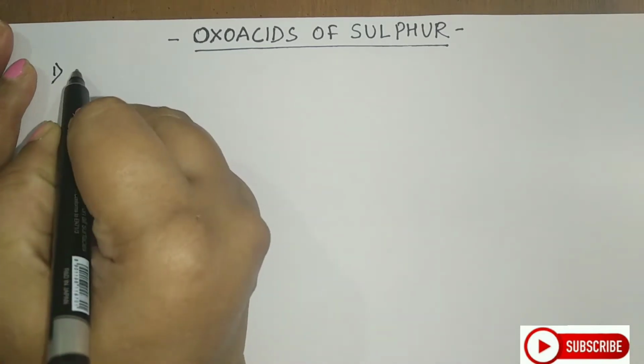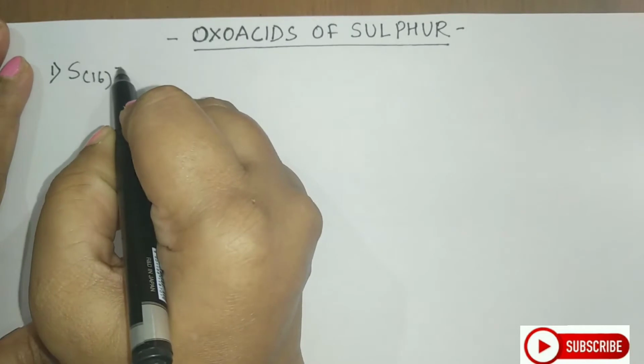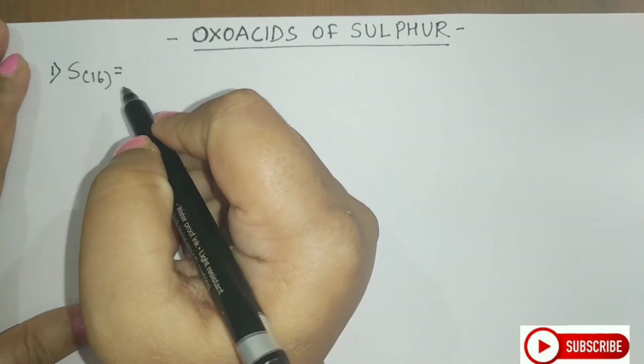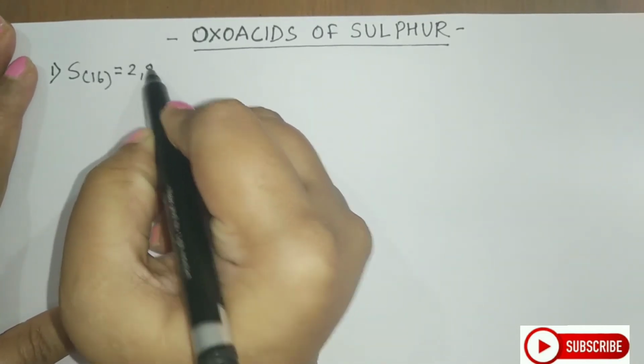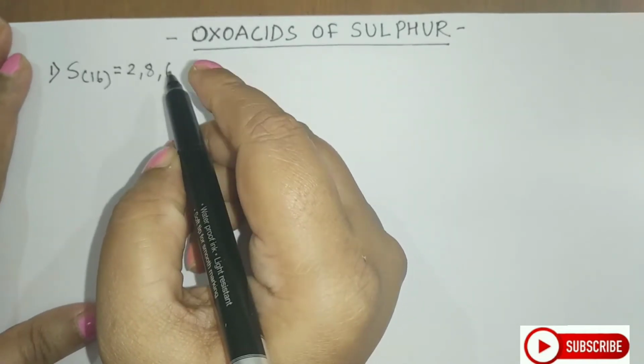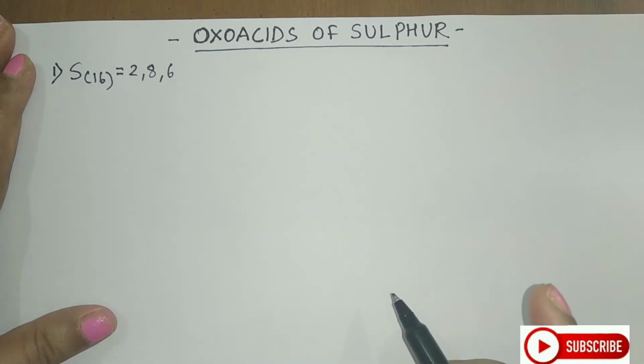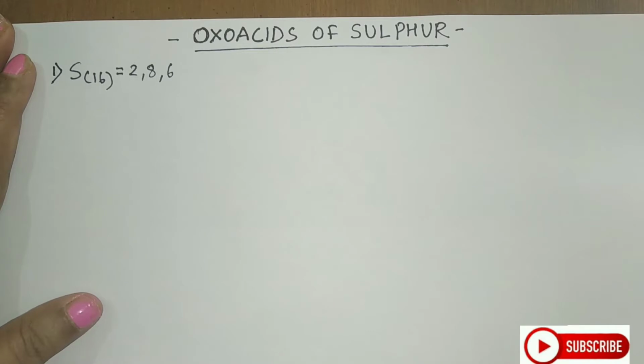Now if you see the atomic number of sulfur, it is 16. So its electronic configuration will be 2, 8 and 6. Now as there are 6 valence electrons, it can form maximum 6 bonds with the other atoms. So students, you have to take care that sulfur will form maximum 6 bonds. That is the first necessity when you are drawing the oxo acids.